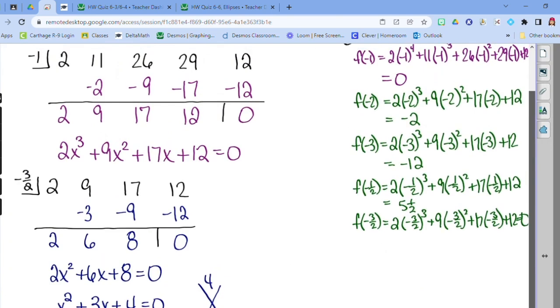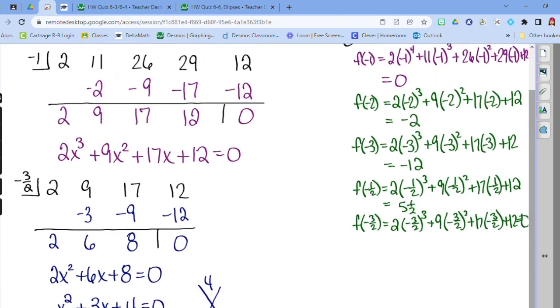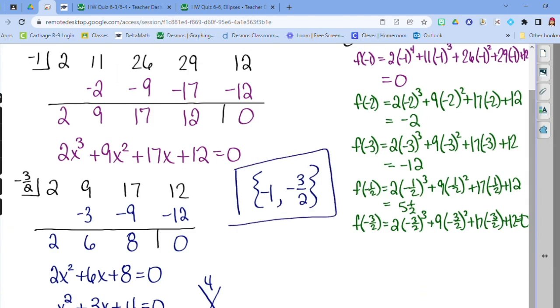The negative 1 I found at the beginning, and the negative 3 halves I just found at the end. We will get to a point where we are finding all the zeros, but here we only want the ones that are rational, that we get through factoring these.